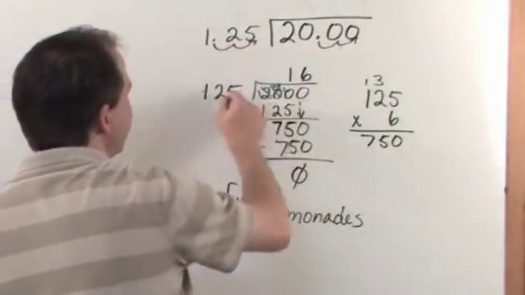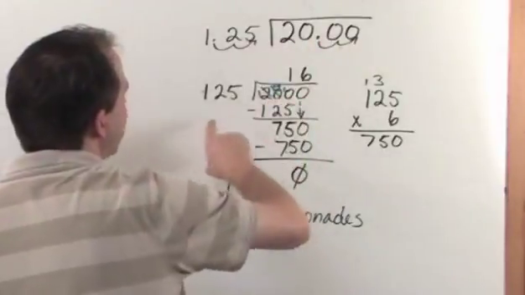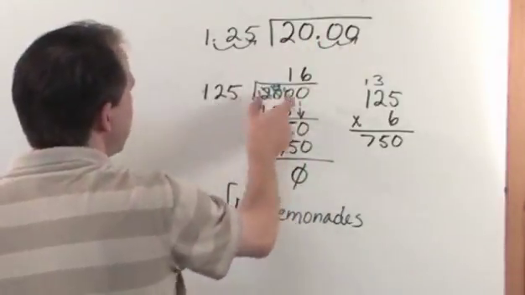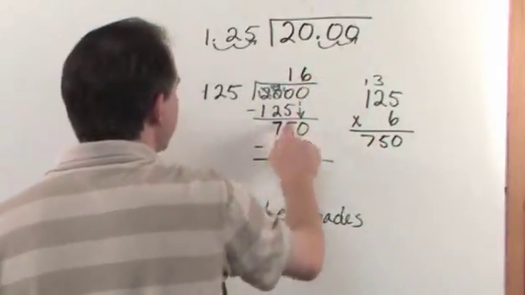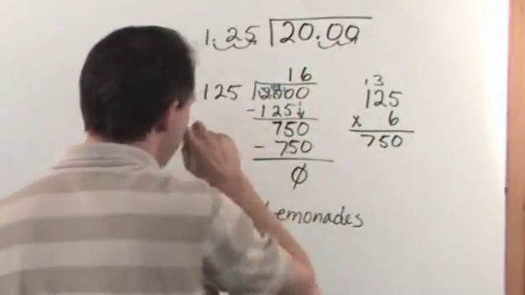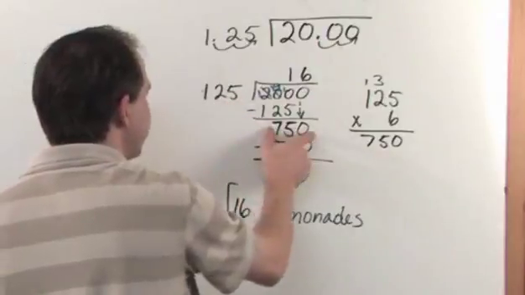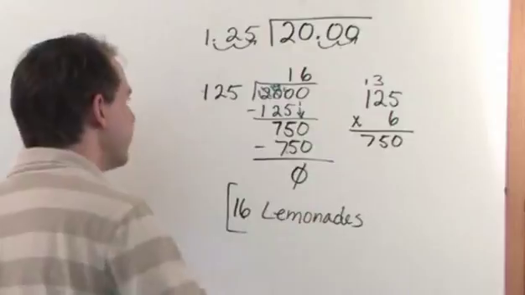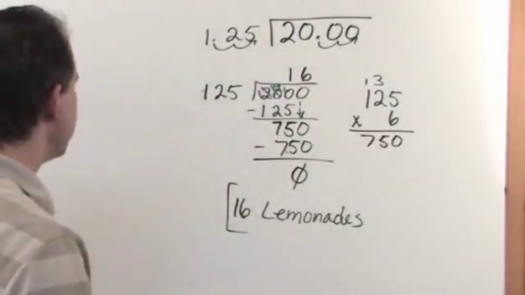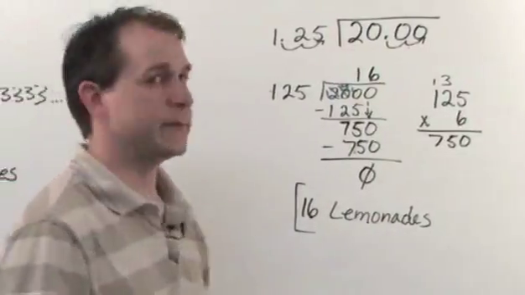And when you do this division, you just shift the decimal points in both places, and you begin looking at it. Going into the 200 was one time, gave us 75 left over, dropped down the 0. And then 125 went into the 750 6 times, and when you did this, it gave you a remainder of 0. So that was it. You stop. You've done your division, and it's 16 lemonades.